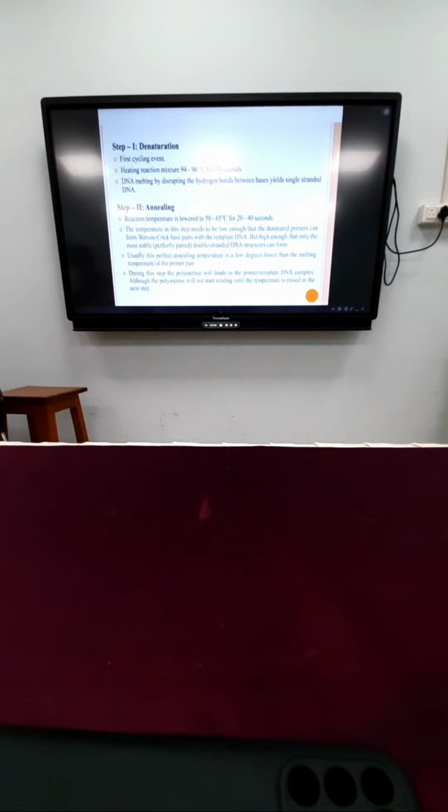So only the time required and reagents. The temperature in the steps needed to be low enough, so that the denatured primer can be formed. That's why the Watson and Crick base pair rule applies to the template. So low temperature, at 50 degrees centigrade, 52 degrees centigrade. In that case, the primer is a short segment of DNA that can bind with the original template.